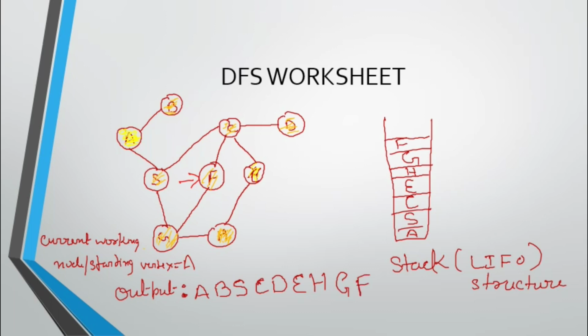Now what happens? Now students, again from F I can go to C and G, but both are visited. So what I do is I go back. How do I come to know where to go back? Using the stack. So in the stack, from F I can go to G. So remove F from the stack and go to G.